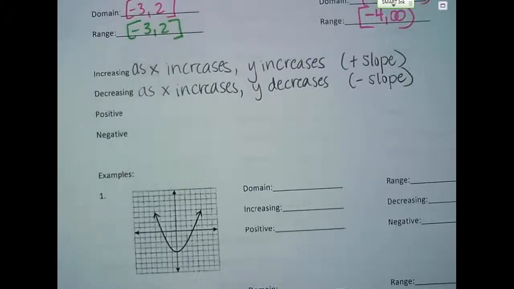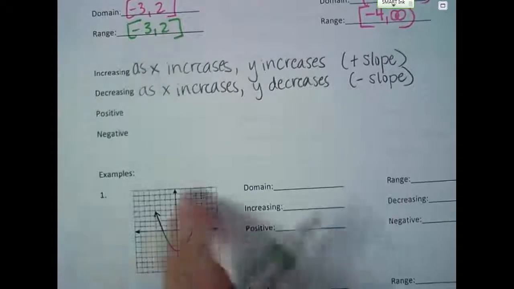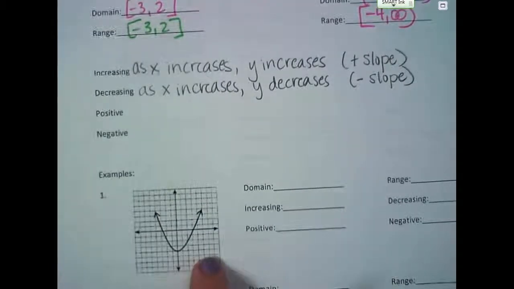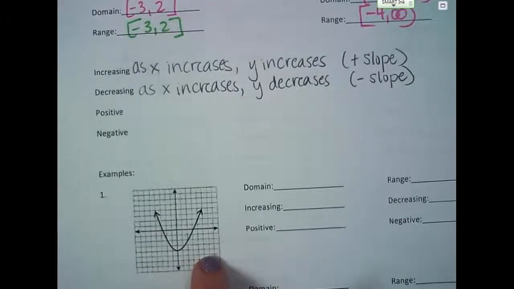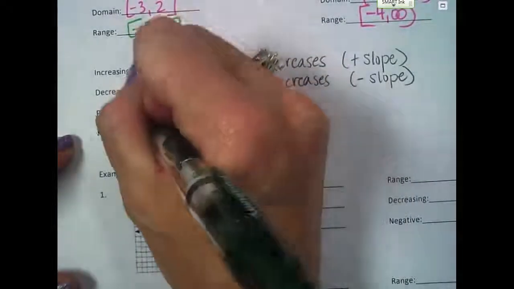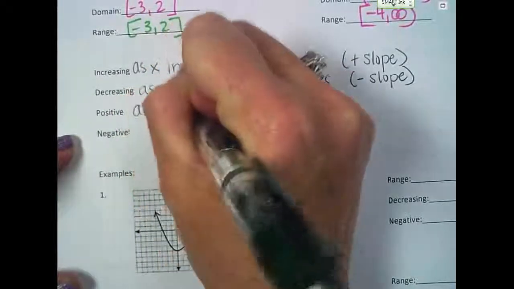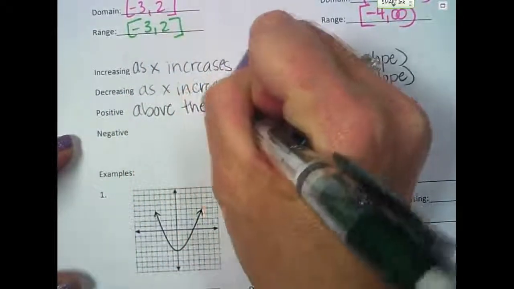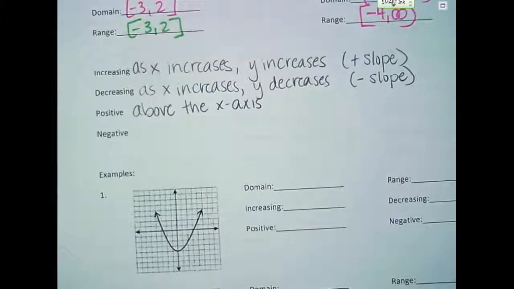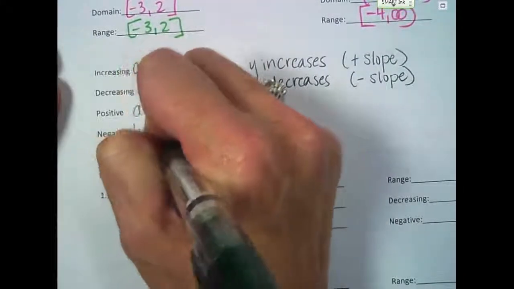Okay, the last 2 vocabulary words we're going to look at: we're going to look at a picture, like this parabola. We're going to decide, when am I positive and when am I negative? A graph is considered to be positive when it occurs above the x-axis all the time. And it's negative anytime it's below the x-axis.